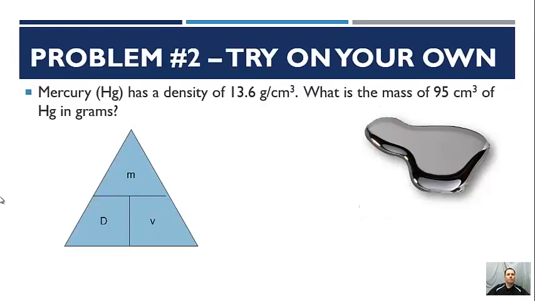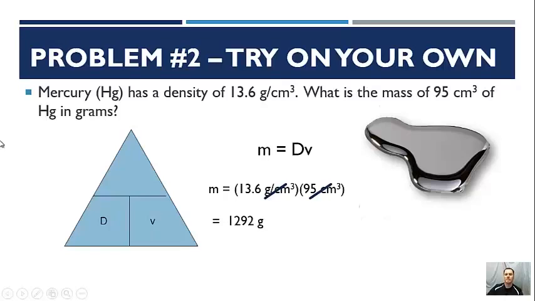So we're looking for mass. We cover up mass. It tells us mass is equal to D times V, density times volume. So I'm going to take 13.6 grams per centimeter cubed, times 95 centimeters cubed. And what I'm going to see happening is my units of centimeters cubed are going to cancel each other out. We'll talk about that a little bit later, more in depth on why those are canceling out and how. But the important thing to know is the unit we're going to be left with is grams, which is our unit of mass, which is really important. So we should get an answer of 1,292 grams. Did you get this? I hope so.